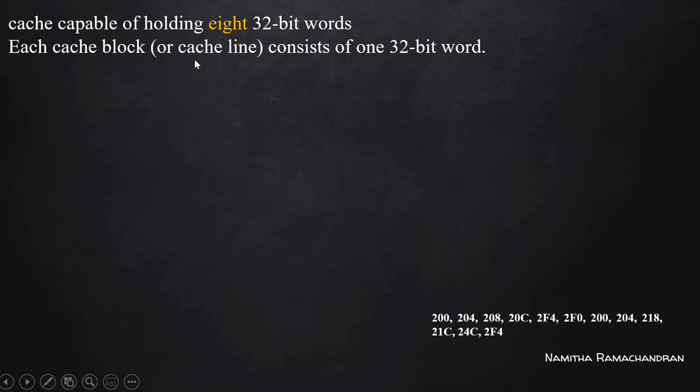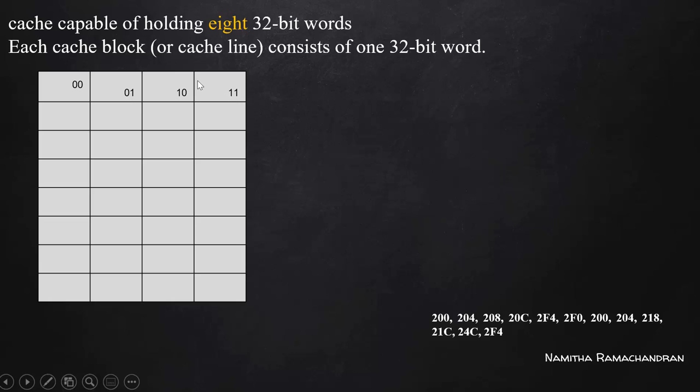So, how many cache lines are present? Total words in the cache memory divided by the cache line size. One cache line can hold one word, and total 8 words are available. So, 8 divided by 1, total 8 cache lines are present in our given cache memory. Like this, total 8 cache lines. We can represent each of these lines as L0, L1 up to L7.